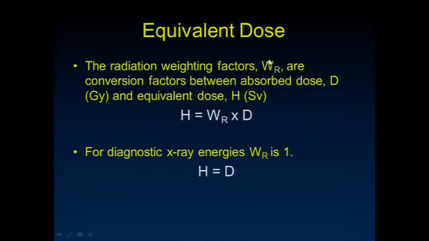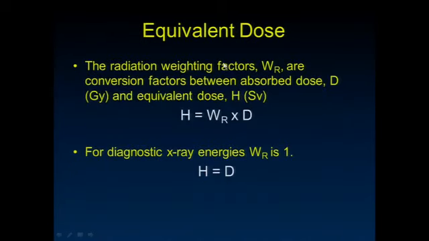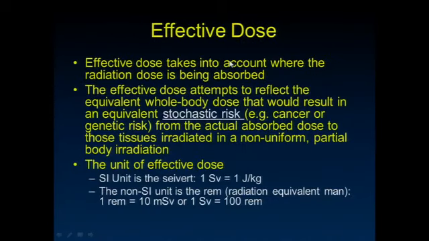So now we've accounted for the type of radiation that's depositing within the tissues. And the next thing we want to do is really account for the different types of tissues that end up being irradiated. And that's what we do by extending that notion of equivalent dose to effective dose.